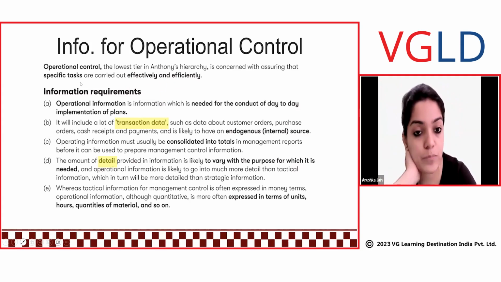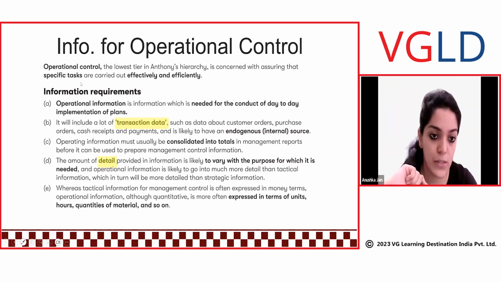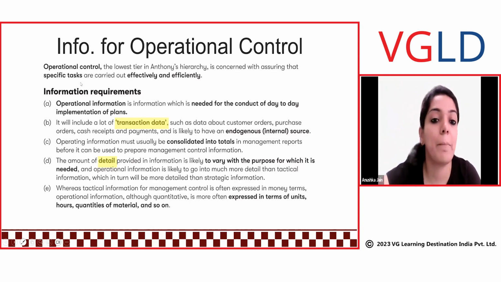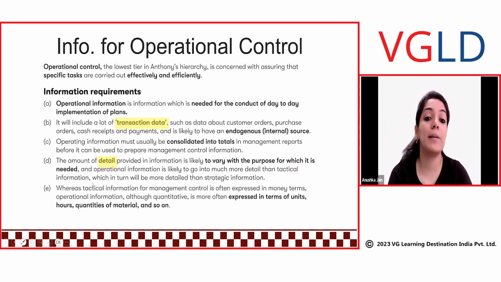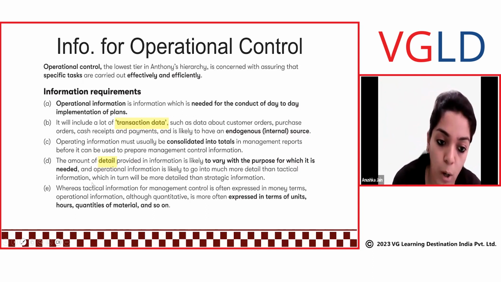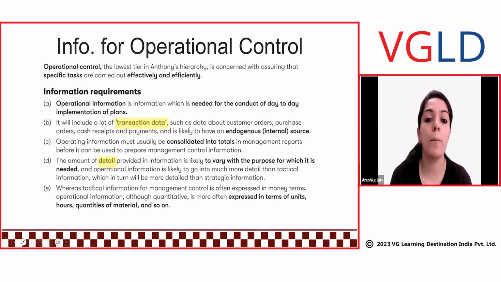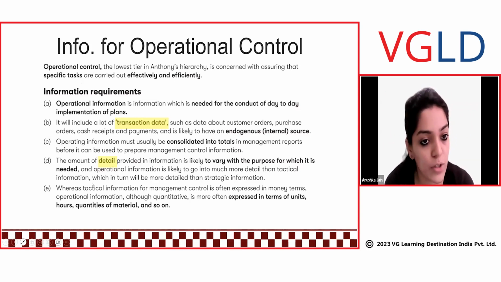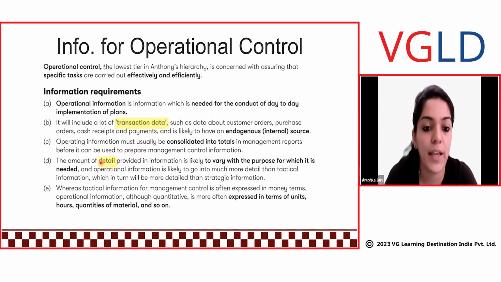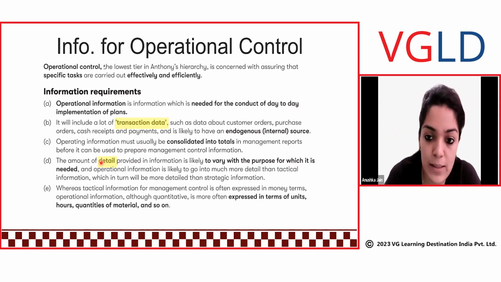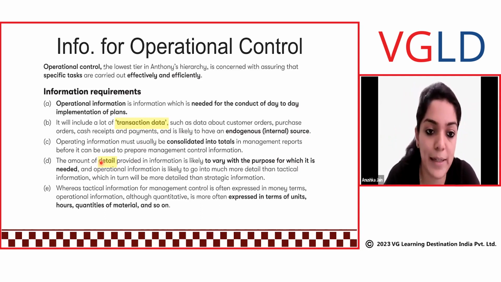Now they will lay down some processes for it. Who will be following that process? People at the operational level. So these processes, these tasks, will be carried out ultimately by people at the bottom layer of Anthony's hierarchy, that is operational staff. Now, what are the information requirements of operational control? It is needed for the conduct of day-to-day implementation of plans. The plans will be laid down by the middle level management and the operational staff will be implementing them. So that is the information need for them, conduct of day-to-day implementation of plans.